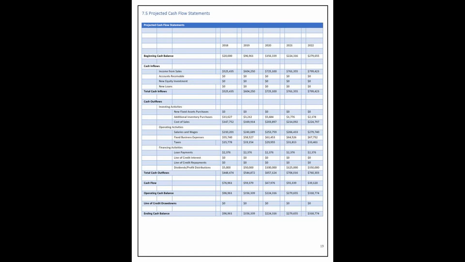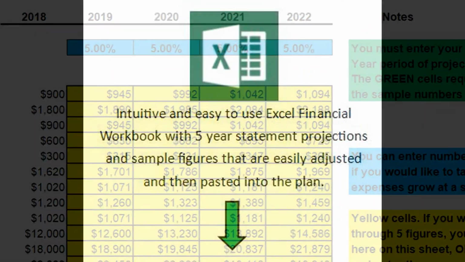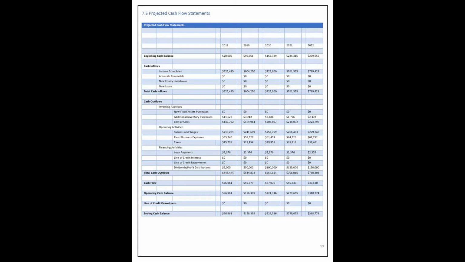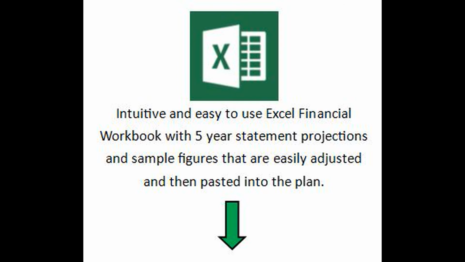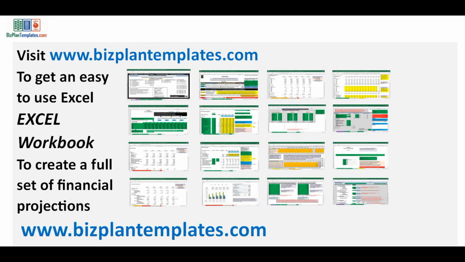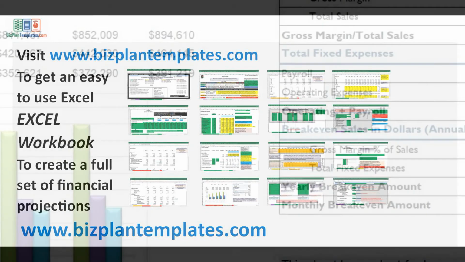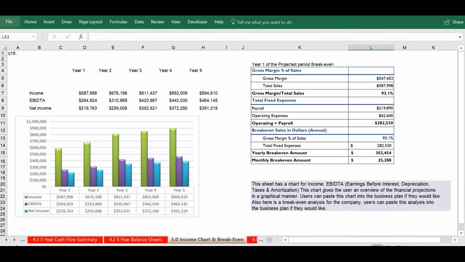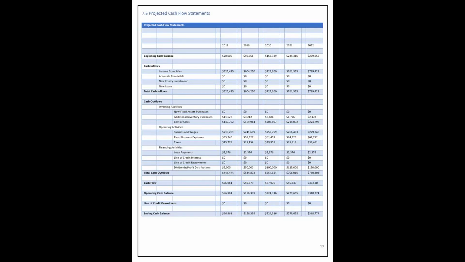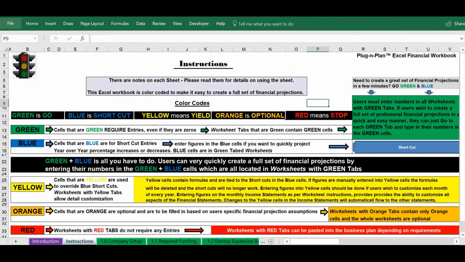The cash flow statement indicates the way in which fluctuations in balance sheet accounts as well as income statement accounts impact cash. The template has a yearly cash flow statement projection summary pasted into the Business Plan Word document. This statement is taken from the Excel workbook. Users of the Plug-and-Plan template and its accompanying Excel workbook are welcome to use the sample figures as a guide to create their own statement projections.